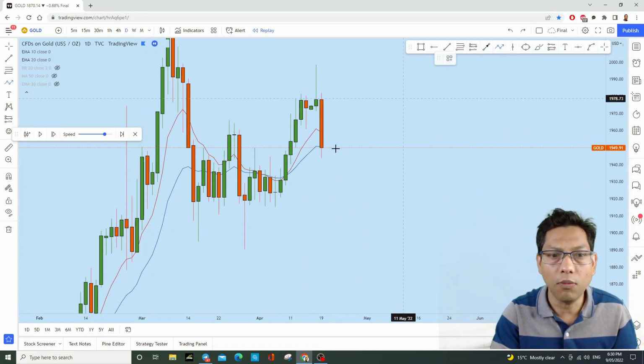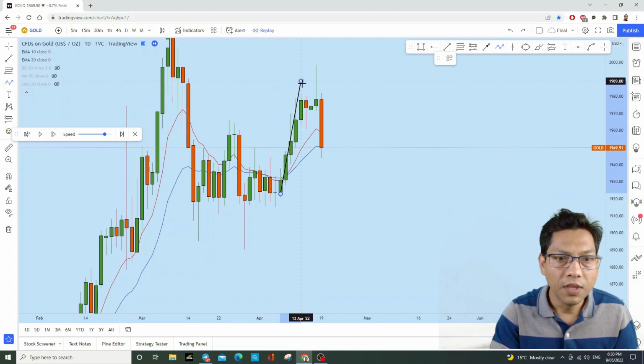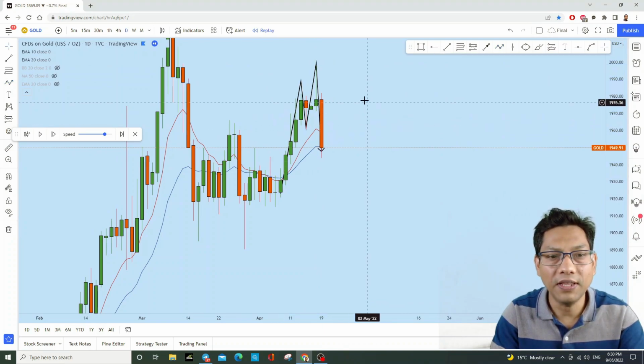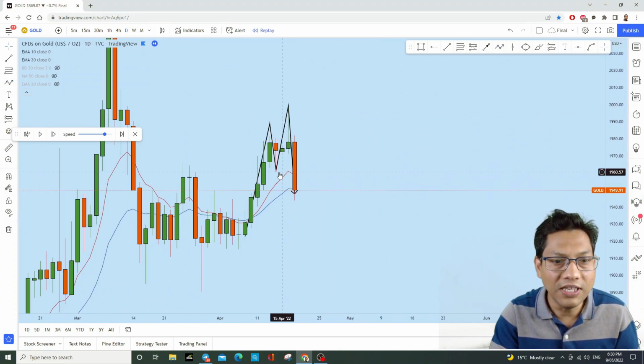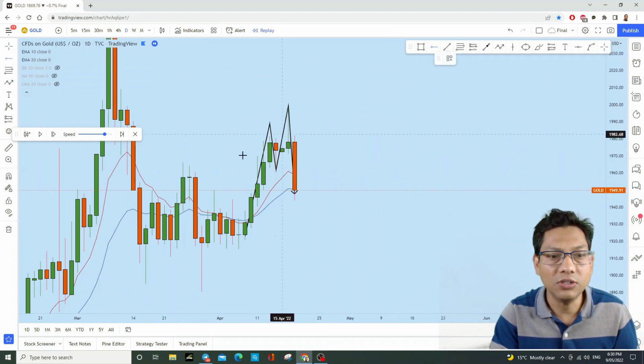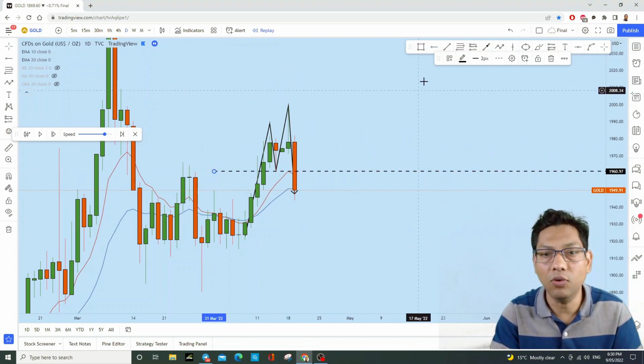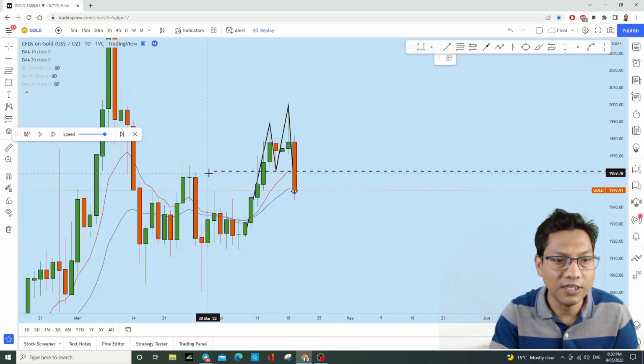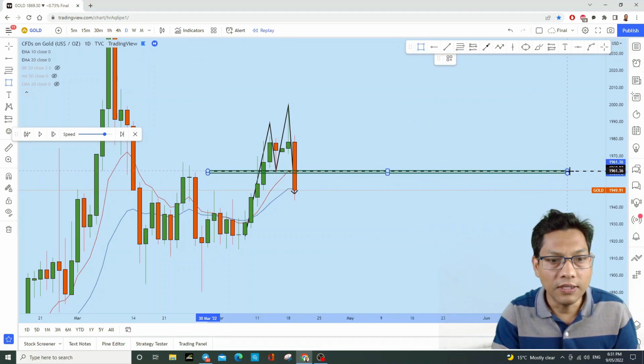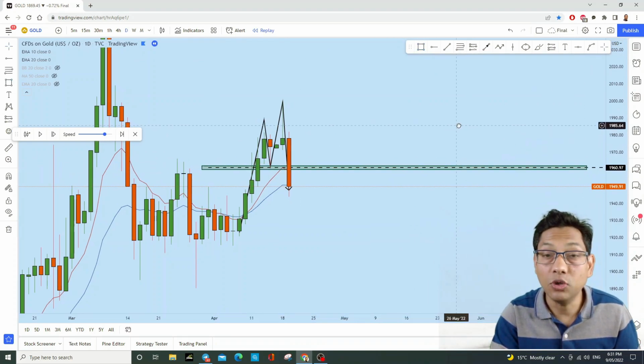So if you draw the double top, you can see the move, correction, move, correction. So what happened is that this is a double top. Now this neckline, as I discussed before, is the area of value. Now if you draw a box here, let's say here, this is where you need to place your pending order.